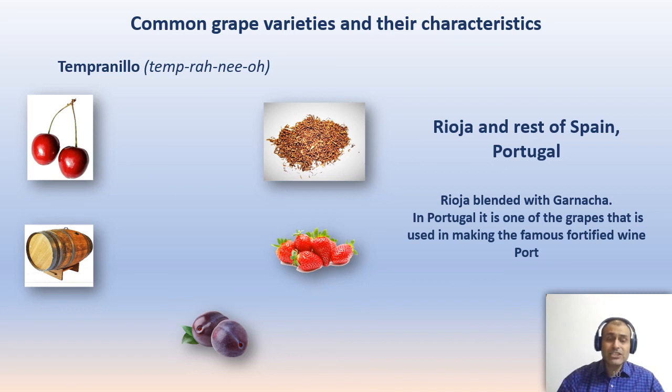Overall, it's not really common around the world apart from parts of Europe. But nonetheless, Tempranillo is one of the great grapes of the world. One of the few very, very famous wines, whether it's Port or Rioja or others across Spain and Southern Europe, are made by Tempranillo. So it's very important that we know about this.